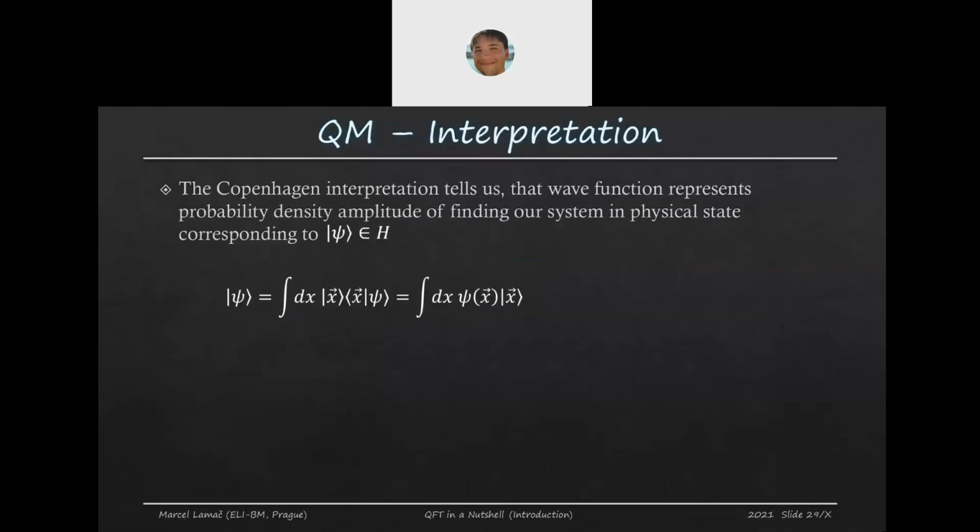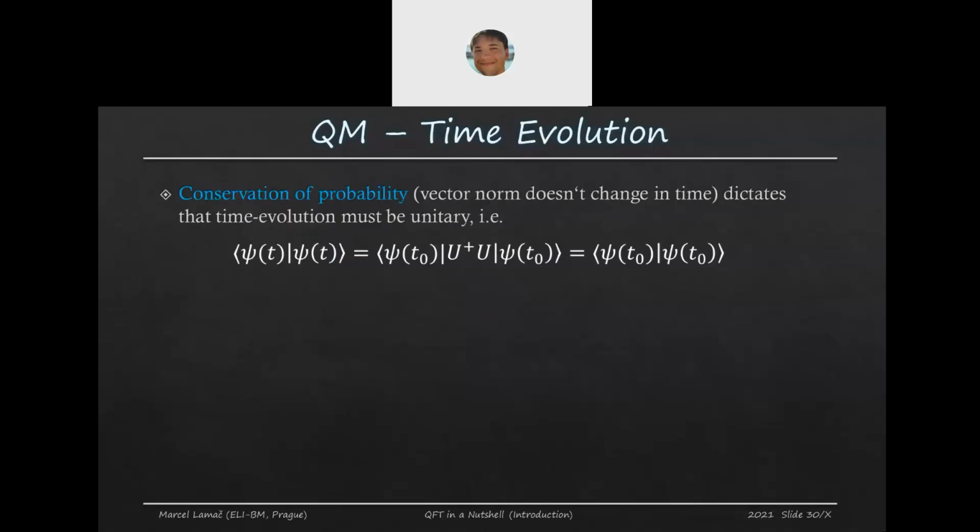But more importantly, the Copenhagen interpretation tells us that the wave function represents the probability density amplitude of finding our system in the physical state corresponding to this ray in the Hilbert space, which means that the probability of finding some system in some physical state is just the square of the wave function in, for example, the position representation.